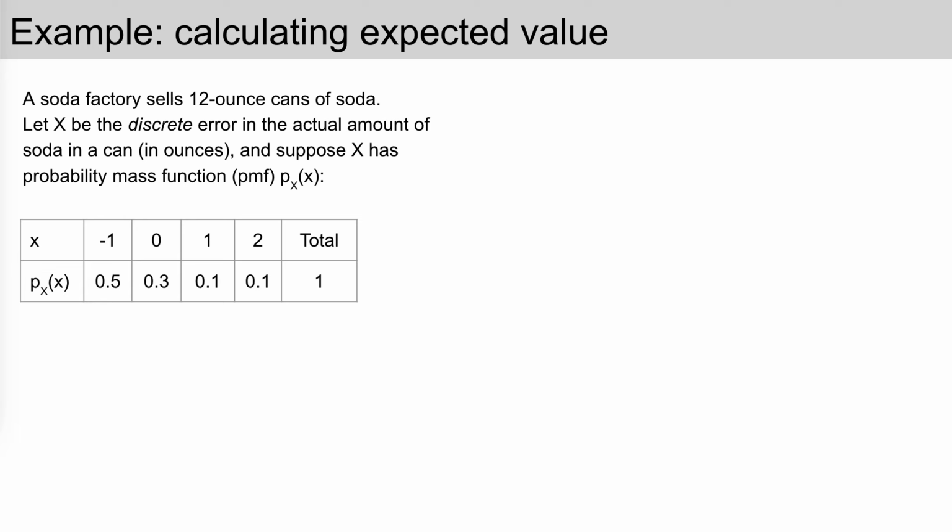Notice from the table that there's a 50% chance that x equals -1. That is, that there is 1 fewer ounce of soda than advertised. There's a 30% chance that there's 0 error, hence exactly 12 ounces in the can. Finally, there's a 10% chance that the can is overfilled by 1 ounce, and a 10% chance that it's overfilled by 2 ounces.